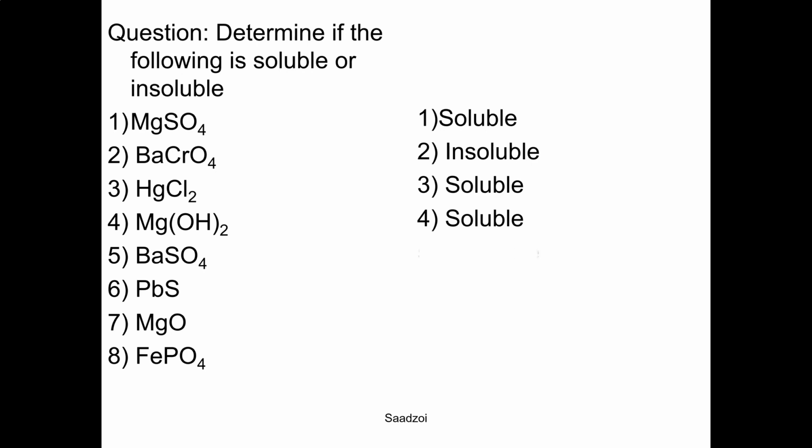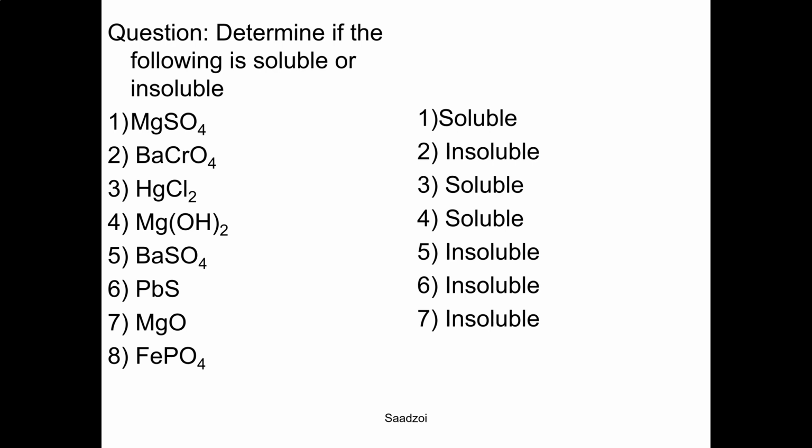Barium sulfate is going to be insoluble. Why? It's part of the rule. Sulfates are insoluble with cations like strontium, calcium, barium, and lead. Speaking of lead, lead 2 sulfide, -2 charge for the sulfide. So what do we usually say with -2 charges? Insoluble. Magnesium oxide, -2 charge again, usually insoluble.